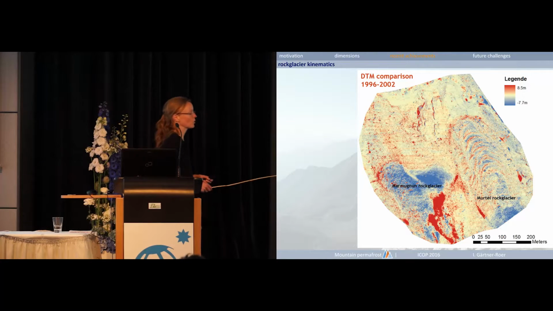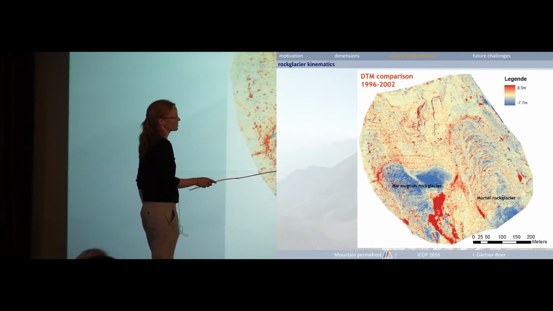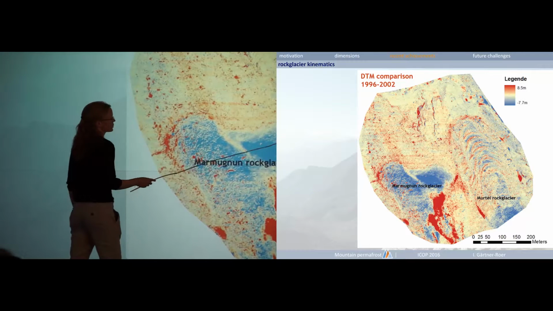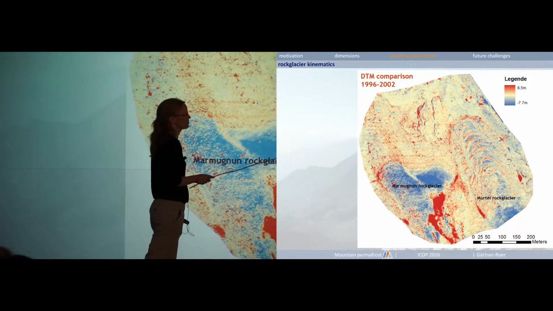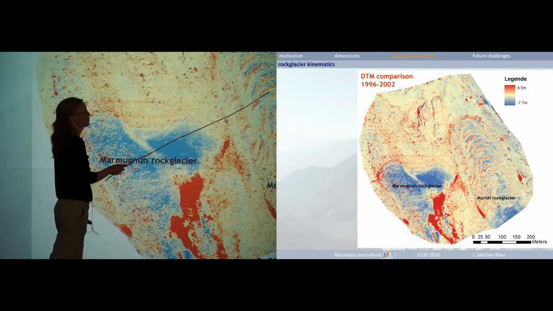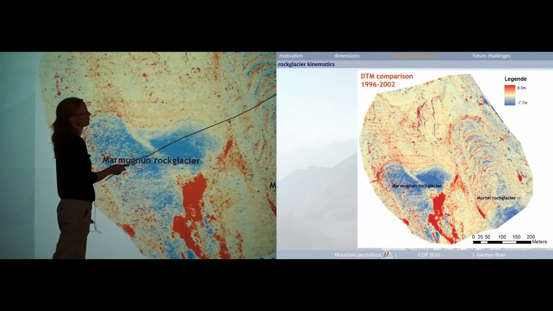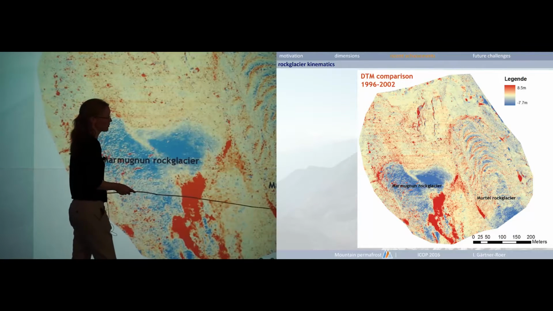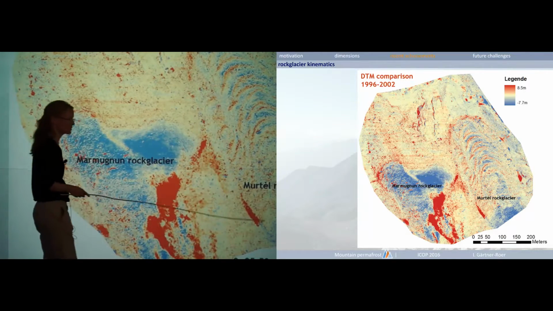We also look not only at the horizontal changes, but also at vertical changes. Here again, this is the Muragl rock glacier site. You see the vertical changes over a period of 6 years. And what you nicely see here is the movement of this furrow and ridge topography. This shows us this pattern of lowering and upgoing.